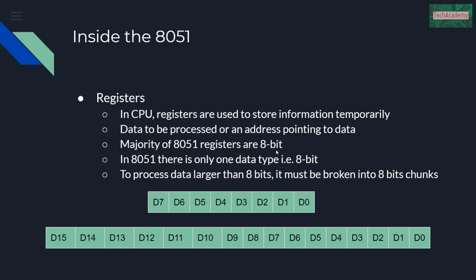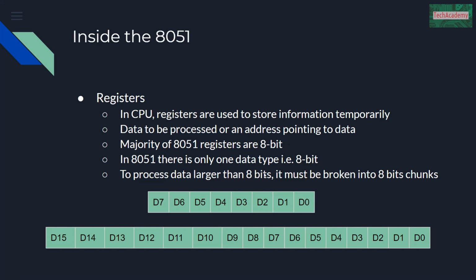Also, as we saw in the architecture diagram, most of the 8051 registers are 8-bit registers, and in the 8051 there is only one data type, that is the 8-bit data type, as the 8051 is an 8-bit CPU or 8-bit core. Then what happens to data which is larger than 8 bits? Does the 8051 process that data? Definitely yes. But to process that data, we have to divide it into chunks of 8 bits.